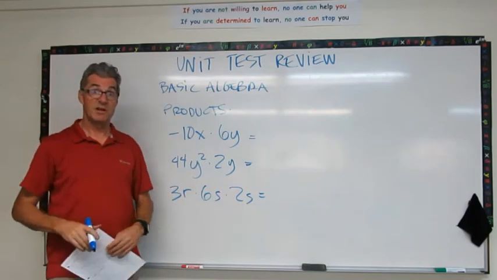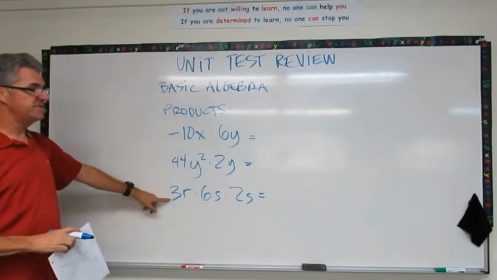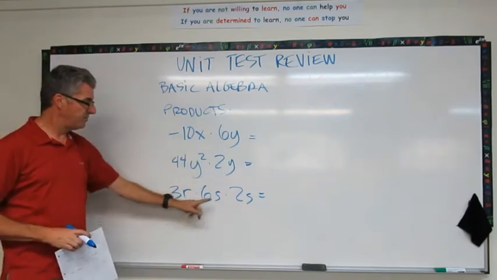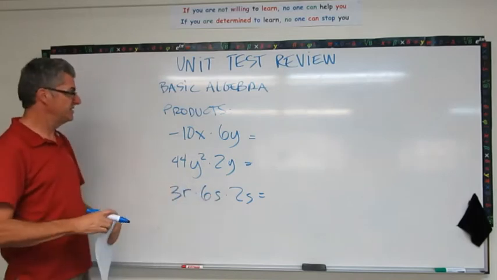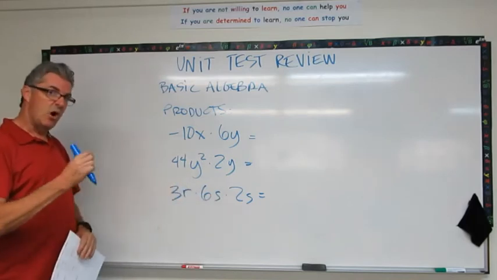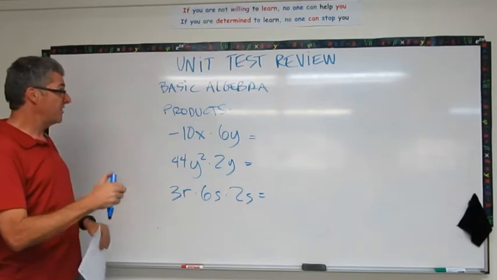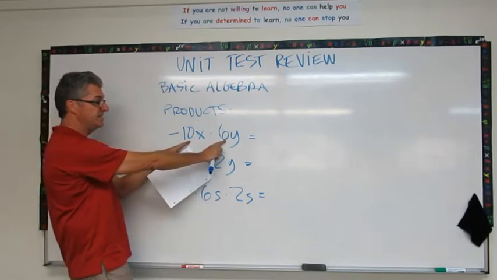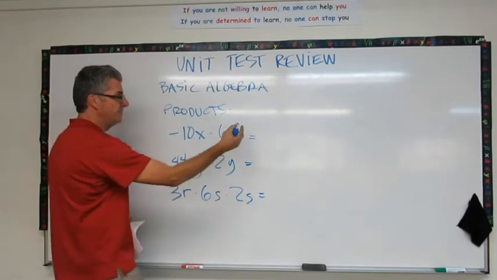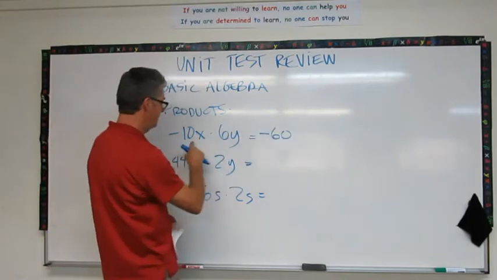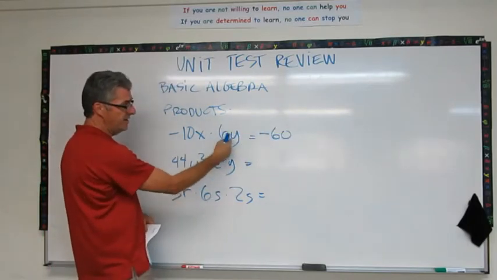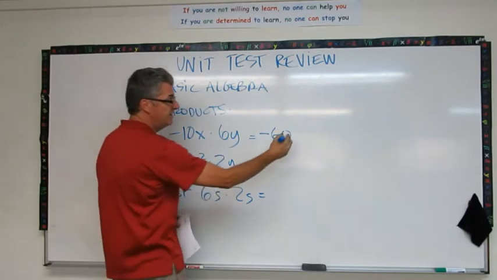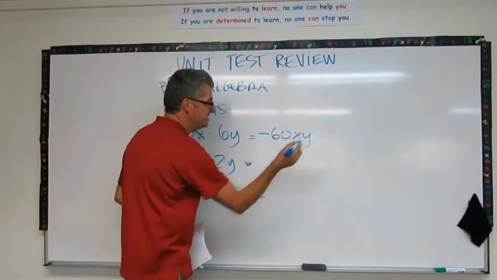So then we did products, where you had expressions like these three, and they were being multiplied. Okay, so let's take a look at these. When you have products, you only multiply similar things. So I'm going to multiply my negative 10 times my 6, and my x times my y. So I'm going to get minus 60 to the negative 10 times 6. I don't know what x and y are. They're multiplied, so I just write negative 60xy.